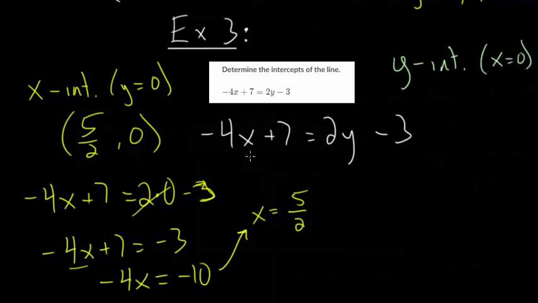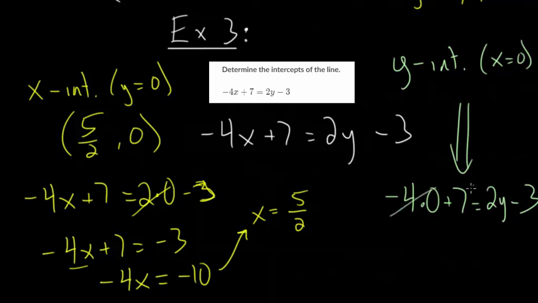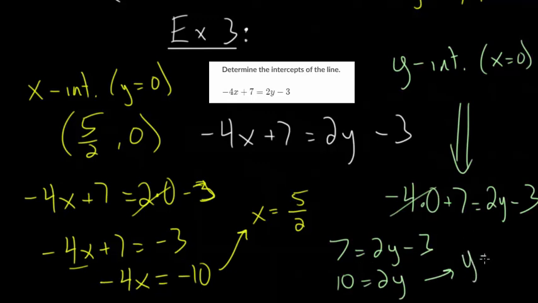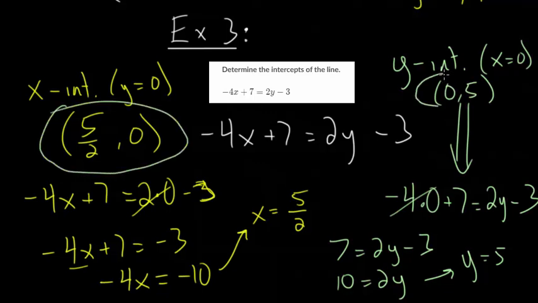So we go to this equation again, and wherever we see an x, we replace it with 0. So essentially this term will vanish, and then we can solve for y. So to do that, let me write that out. We have minus 4 times 0 plus 7 equals 2y minus 3. And so this term goes away, so that we get 7 is 2y minus 3. And I'm going to add 3 to each side, so that 10 is 2y. And finally, dividing everything by 2, we get that y is equal to 5. So we also found the y-intercept at (0, 5). So these are the two intercepts for this equation, (5/2, 0) and (0, 5).